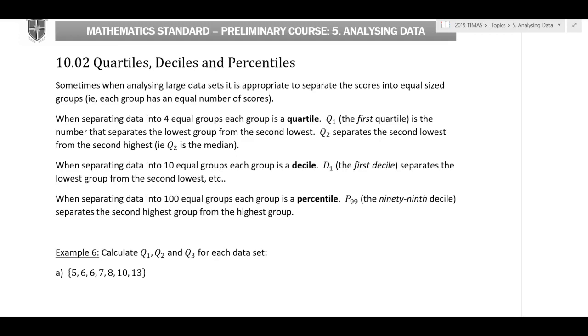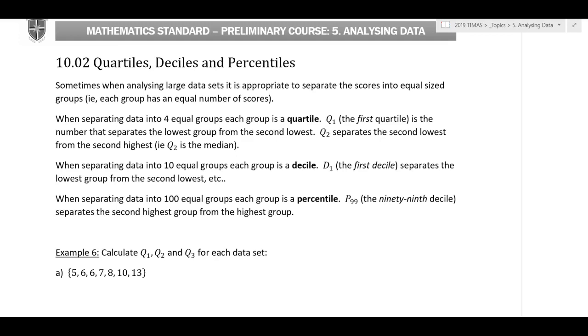But nonetheless, what we're talking about is breaking our big data set up into some equally sized chunks or groups. If I break it into 4 groups, then I have quartiles, where each group has the same number of scores in it, 4 quartiles. Break it into 10 groups, I have deciles. Break it into 100 groups, and I have percentiles.